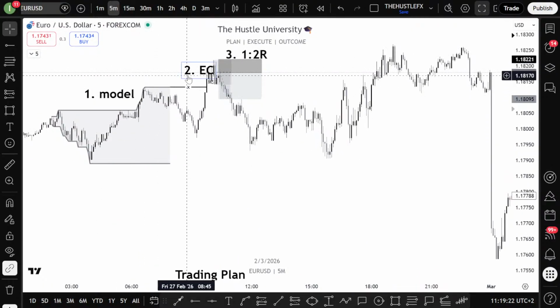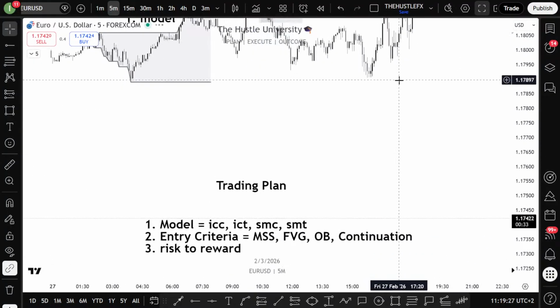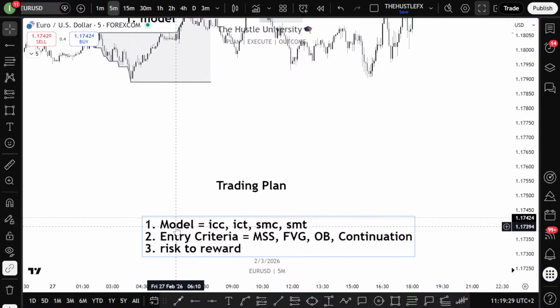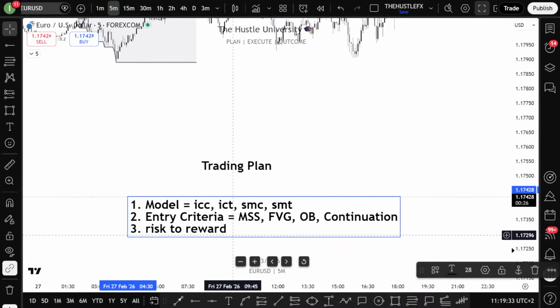Risk model, entry criteria, risk to reward. 1:2 risk to reward, always the case. Trading plan involves model, entry criteria, risk to reward. You get what I'm saying? The maximum in terms of risk to reward, I always say, will always be the 1:3. And you also have the 1:3 R, and you also have the 1:2 R, and then you also have the 1:1 R.